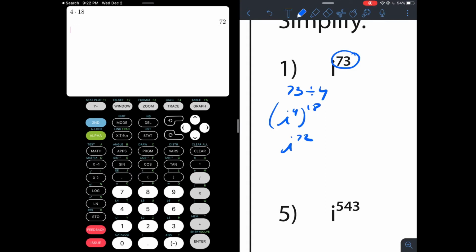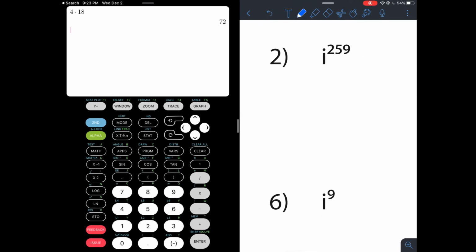All right. Well, if we're at i to the 72, how many more do we need to get to 73? We need one more i. And of course, we know that i to the 4th is equal to 1. 1 to the 18th power is 1, so we are left with just an i.